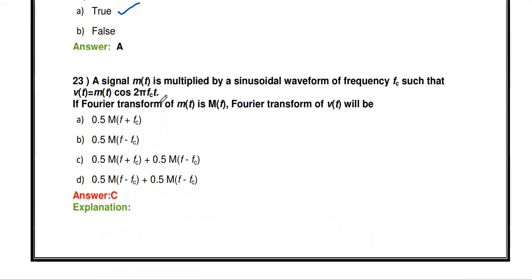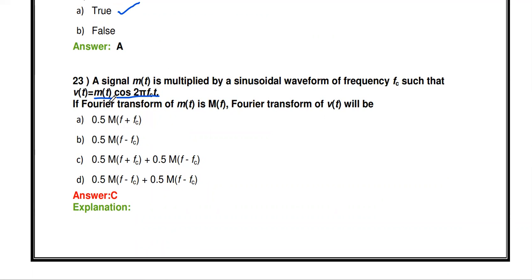Then the next one: a signal m of t is multiplied by a sinusoidal waveform of frequency fc such that v of t equals m of t cos 2 pi fct. If the Fourier transform of m of t is capital M of f, then what is the Fourier transform of v of t? Here one message signal m of t is multiplied with one cosine signal. This is called the modulation theorem. In communication, modulation plays a very important role.